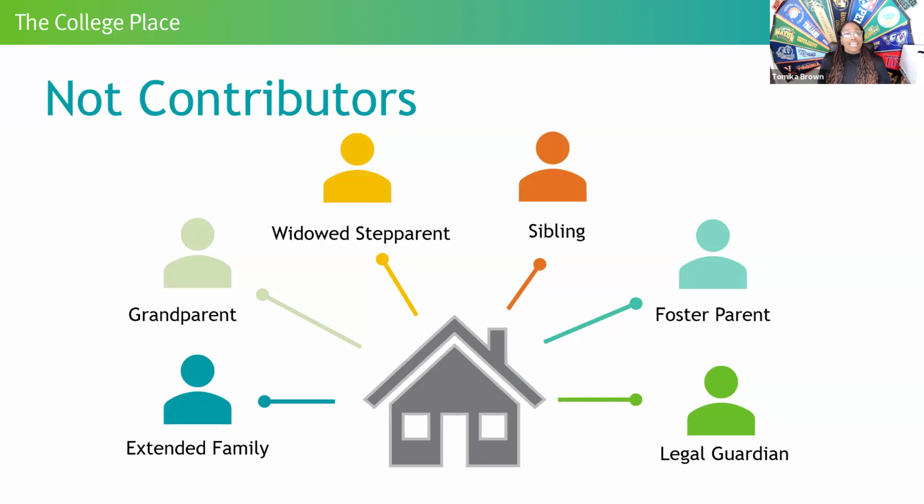If a student is in a legal guardianship, so they could be in foster care or just in legal guardianship in the state, they're considered to be independent students. So they'll get a dependency override and they're not providing any parental information on the actual FAFSA.